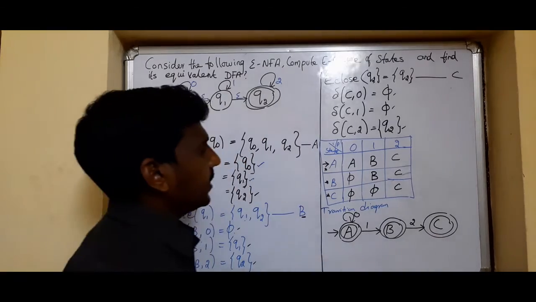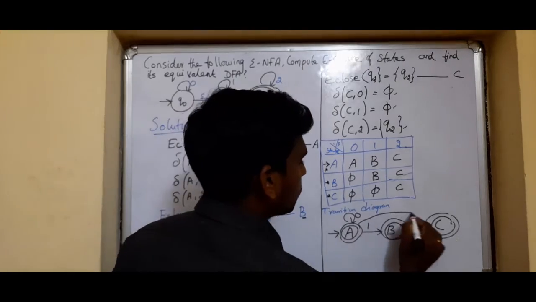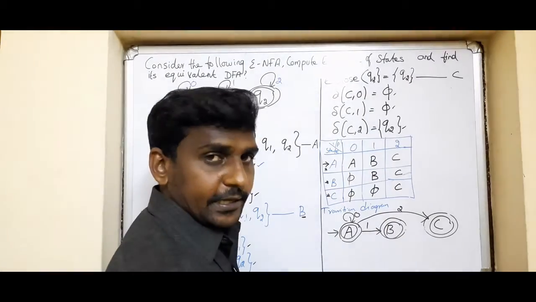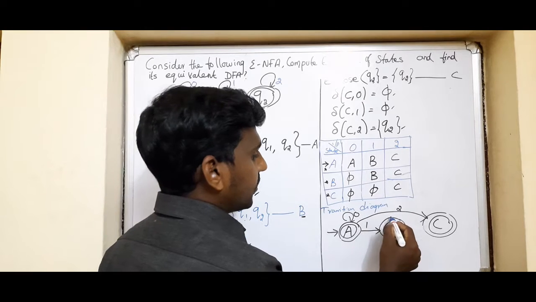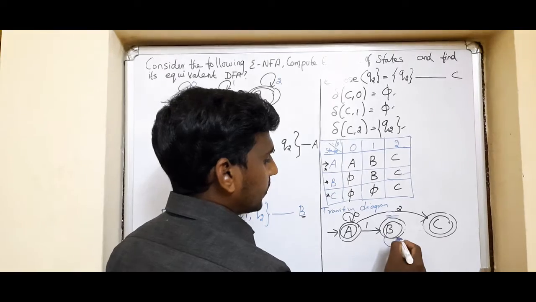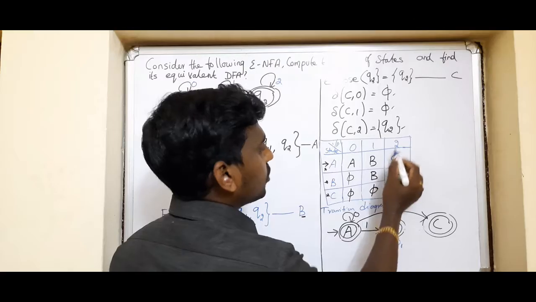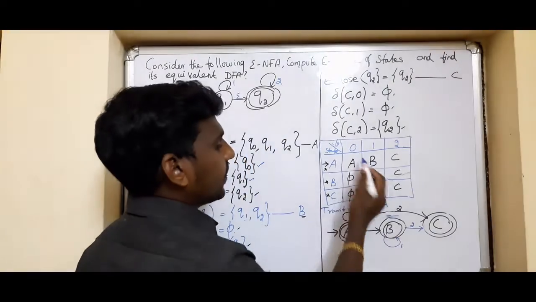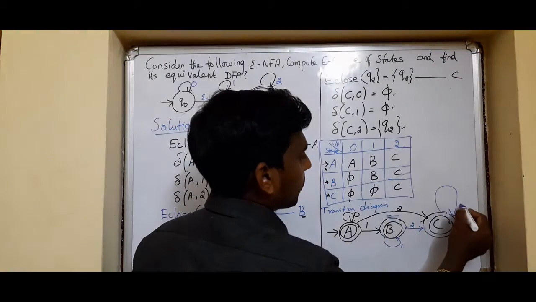Sorry, A comma 2 goes to Q2, so A comma 2 goes to C. Then B comma 0 is not there, so it is empty, and B comma 1 is there, so it goes to B. B comma 2 goes to C. And C comma 0 is not there, C comma 1 is not there, C comma 2 goes to C.